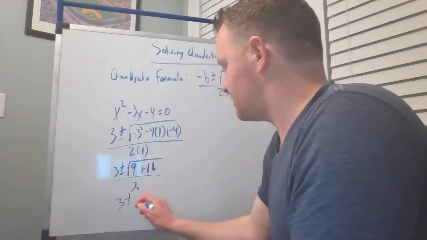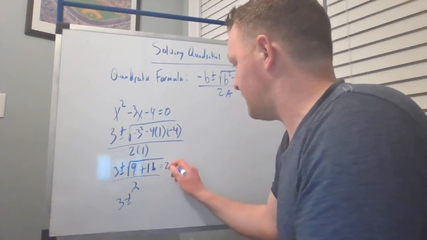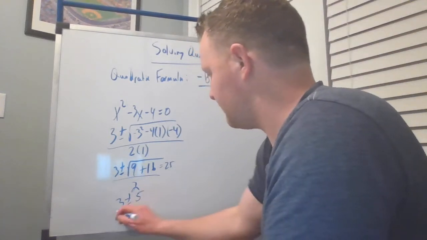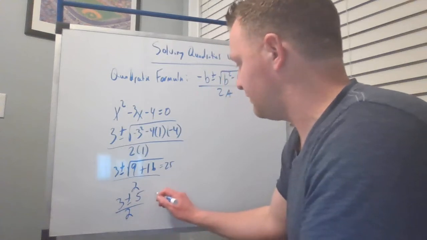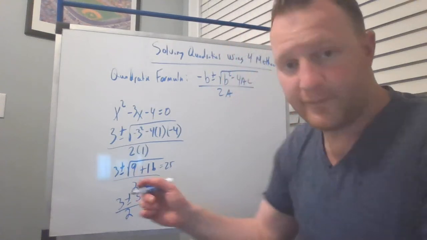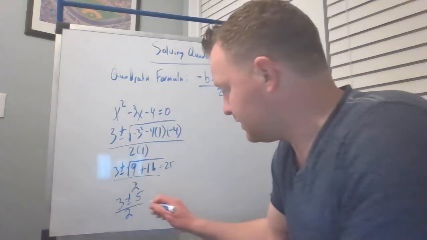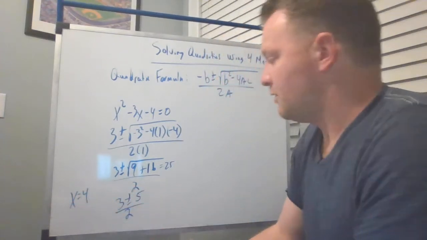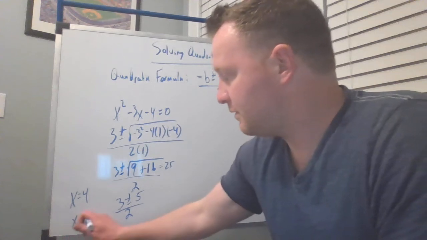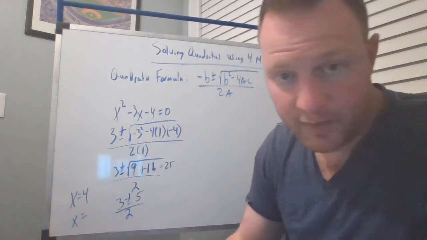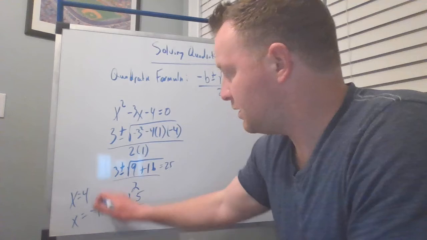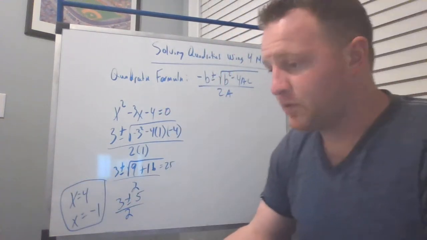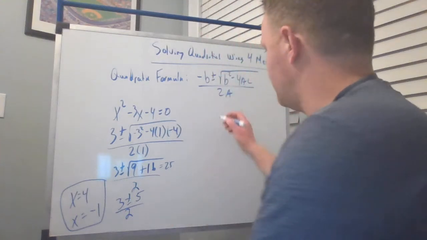I get 3 plus or minus, and remember this equals 25. Square root of 25 is 5. Trying to speed things up here for the sake of my space, or lack thereof. 3 plus 5, 8 divided by 2 is 4. 3 minus 5, negative 2, divided by 2 is negative 1. So these are your solutions for this type of quadratic using the formula. Now let's do a different one.